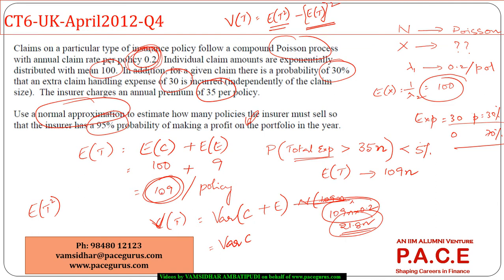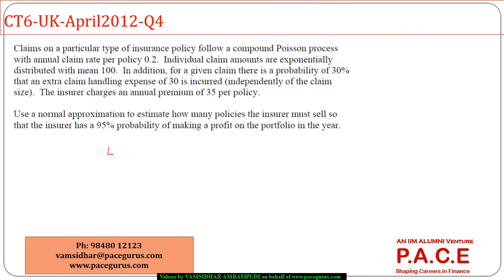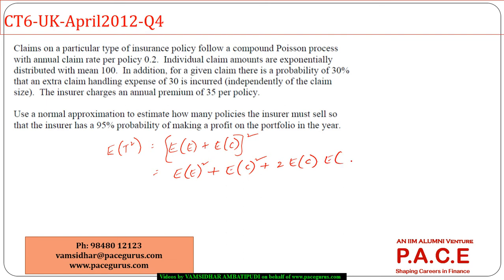So if I have to find the expected value of T squared, it is the expected value of E plus C, whole squared. I could write it as the expected value of expenses squared plus the expected value of claim squared plus 2 times the expected value of claims times the expected value of expenses.